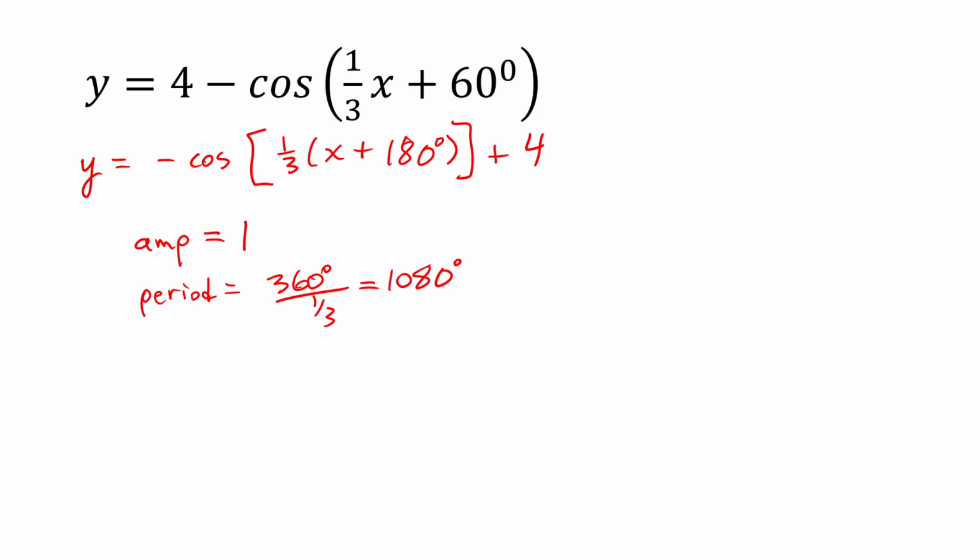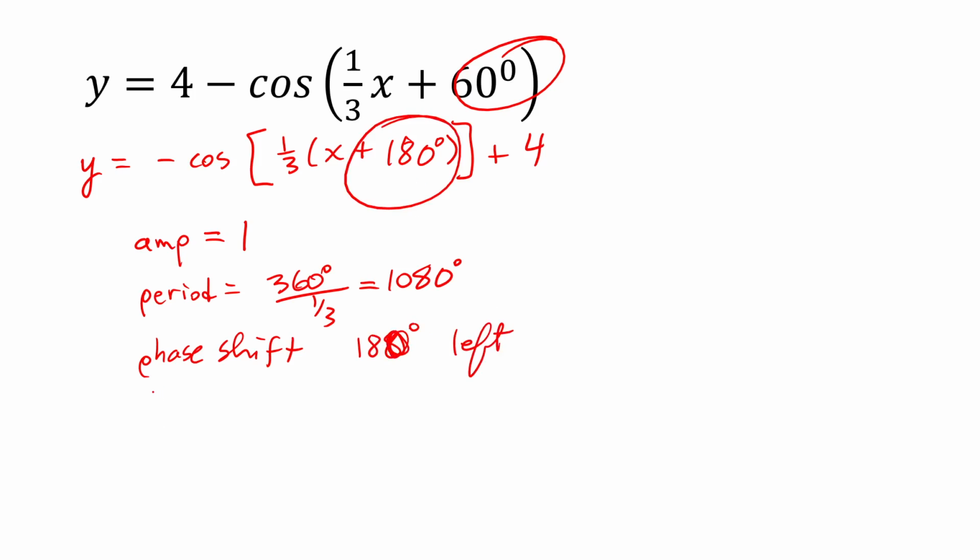Now you might wonder, why are we using degrees here? That's because they're used in the question. The phase shift will be 180 degrees to the left, and that's from this value being 180 degrees. And finally, we're going to have an axis of symmetry at y = 4. Now that's part of what the question asked us to find.